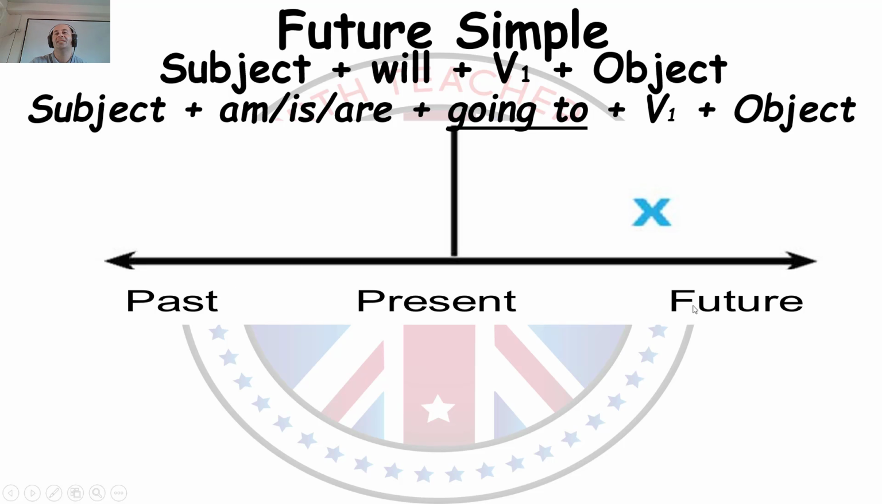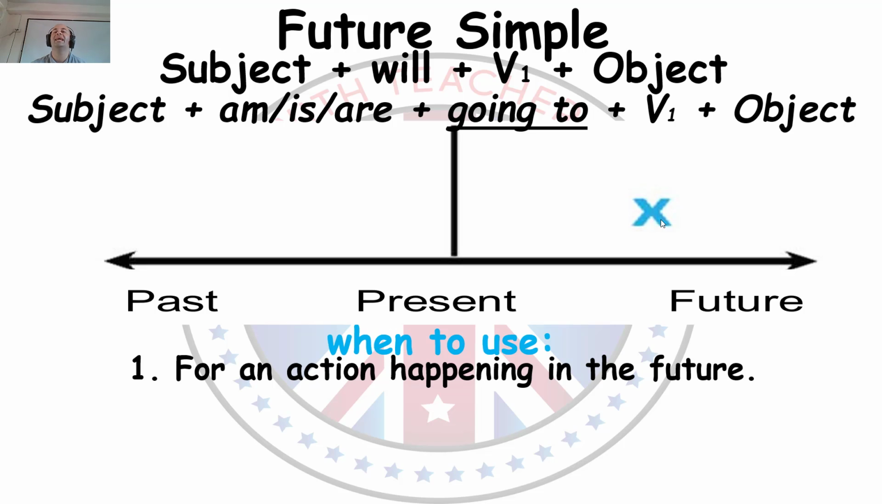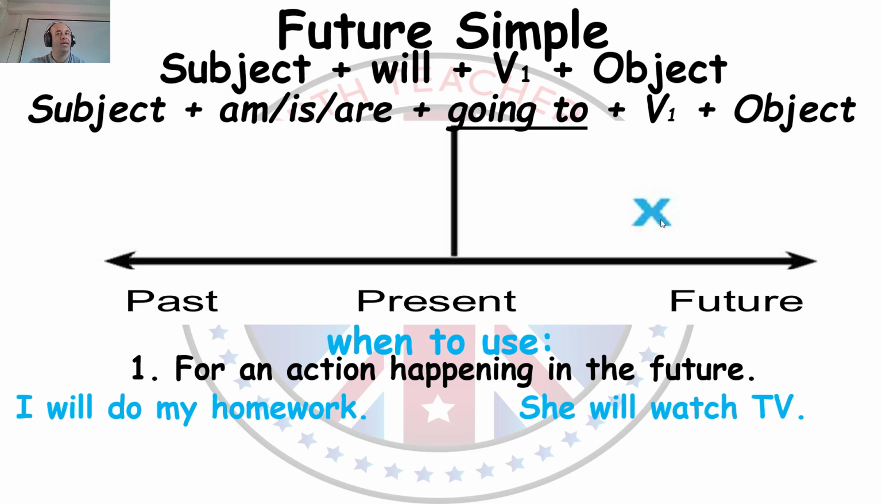So again, we have past, present, future. The X is our thing, is our event. So when would we use it? For an action happening in the future, okay? Nice and easy. I will do my homework. Or she will watch TV, okay? Something that's going to happen in the future.